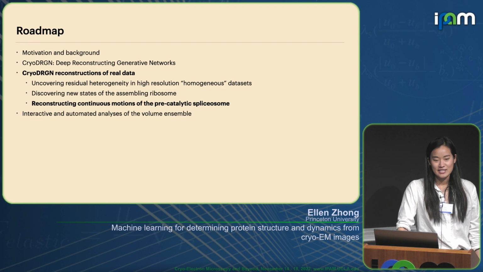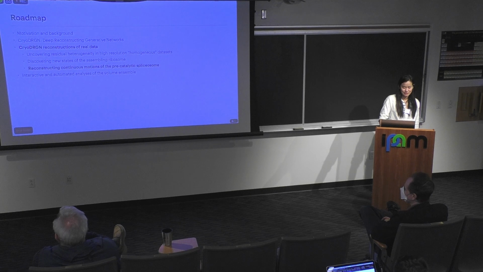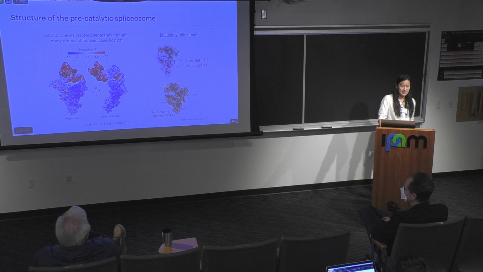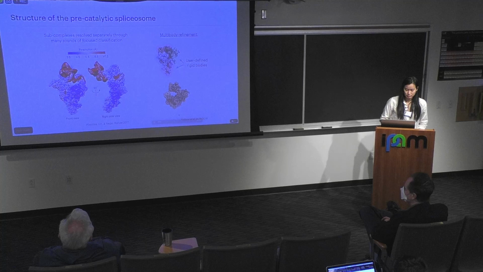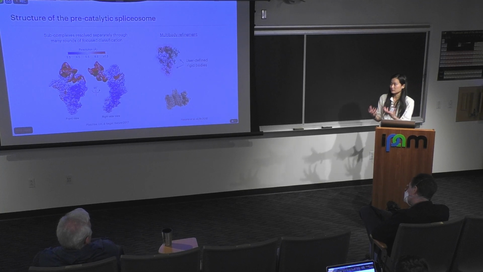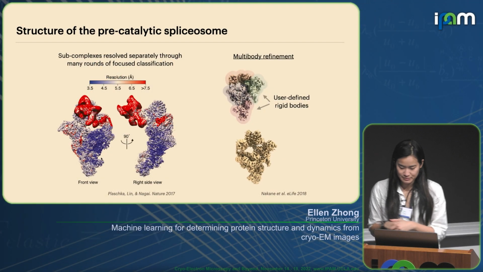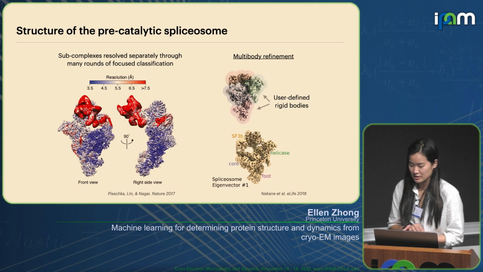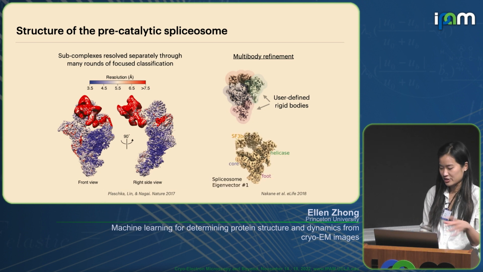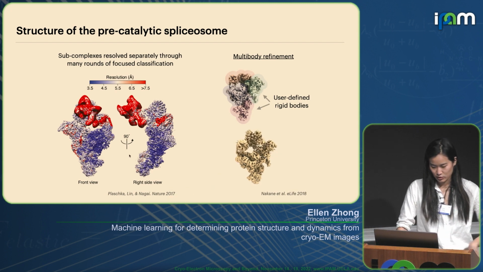The last vignette is applying CryoDragon on a data set with continuous heterogeneity, or continuous motions, which was the original motivation starting out. So this particular data set contains the structure of the precatalytic spliceosome. The original publication by Plaschka, Lin, and Nagai published a static structure, or a single composite map, that was pieced together from focused refinement of the different regions of this complex. This particular data set was also analyzed with multi-body refinement, and there's this large motion of the top, or the SF3B and helicase subcomplexes relative to the core.